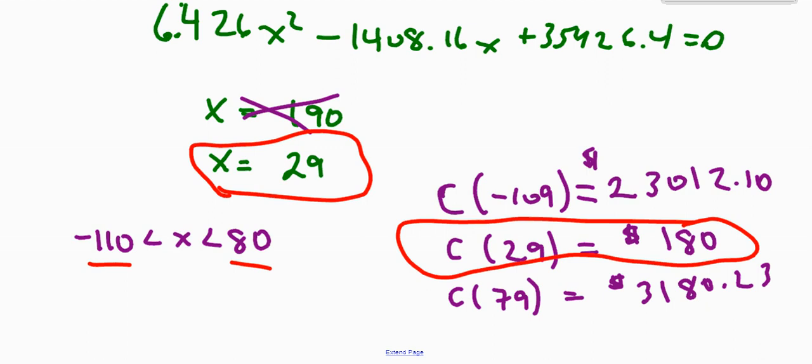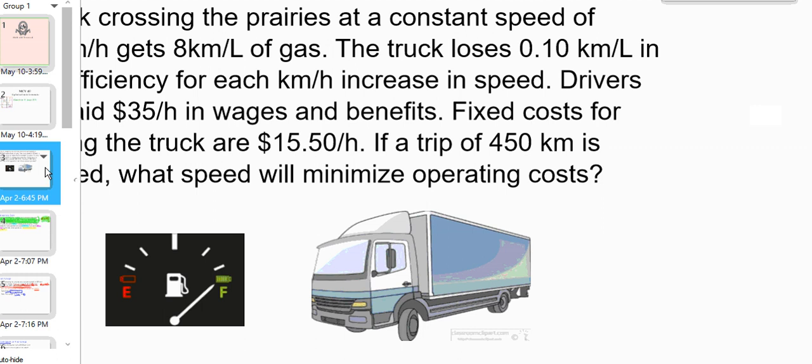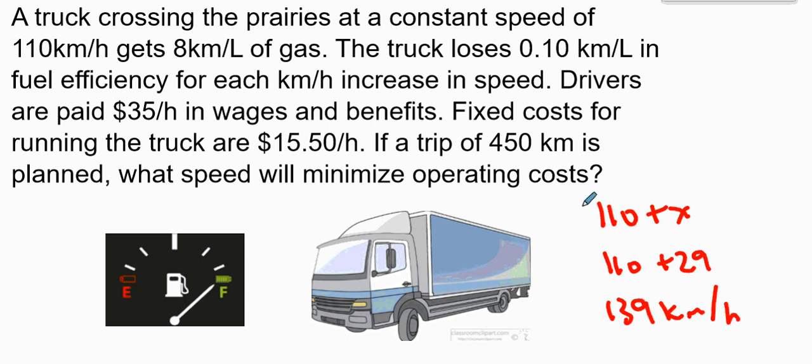So I believe the question was, what speed will minimize operating costs? Boom. So the answer is 110 plus x. We just discovered that x is 29. So the driver should drive at 139 miles per hour. Sorry, wow, 139 kilometers per hour. But obey speed limits and drive safely, everybody. That seems a little fast.